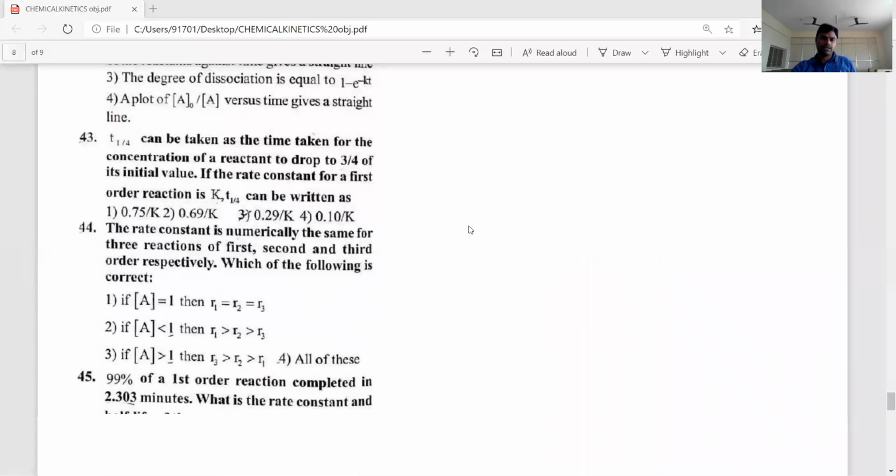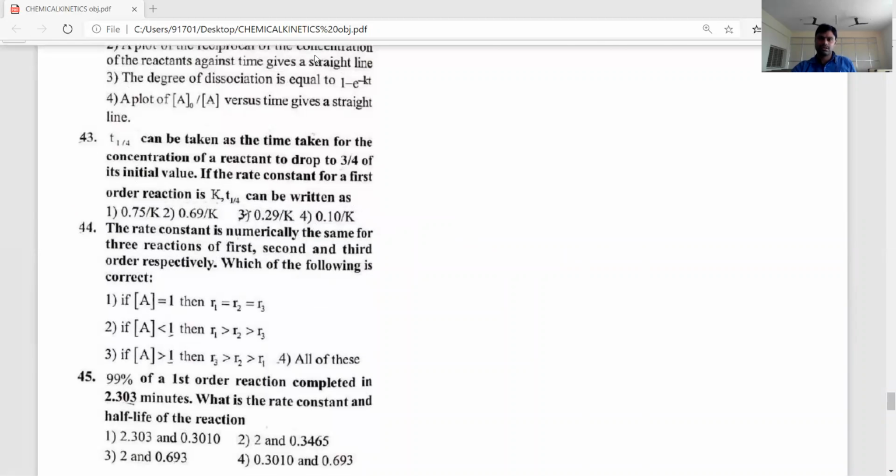Let's see the 43 question. T 1 by 4, means T 25 percent of the reaction, can be taken as the time taken for the reactants to drop to 3 by 4th of the initial value. Initial concentration may be 1, then final concentration of reactants is equal to 3 by 4. The rate constant for the first order reaction is K. Find the time required for 25 percent.